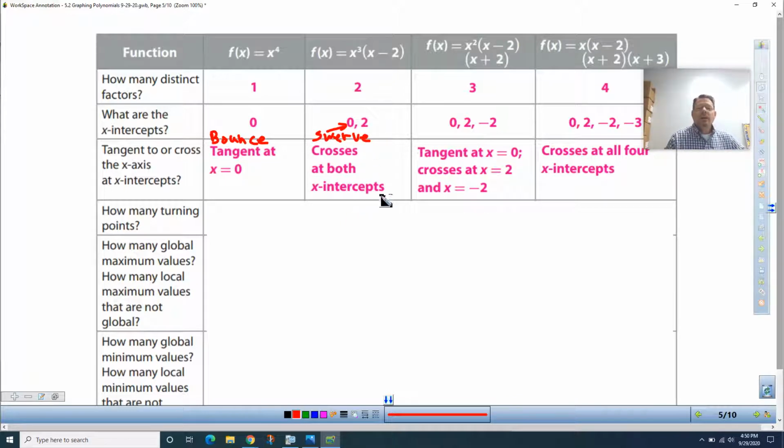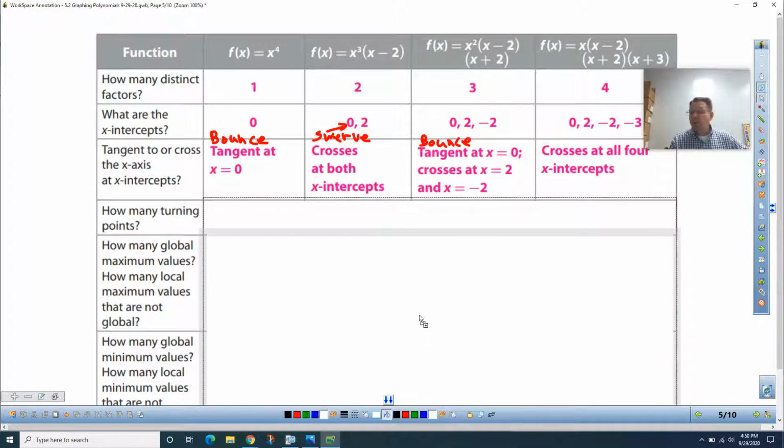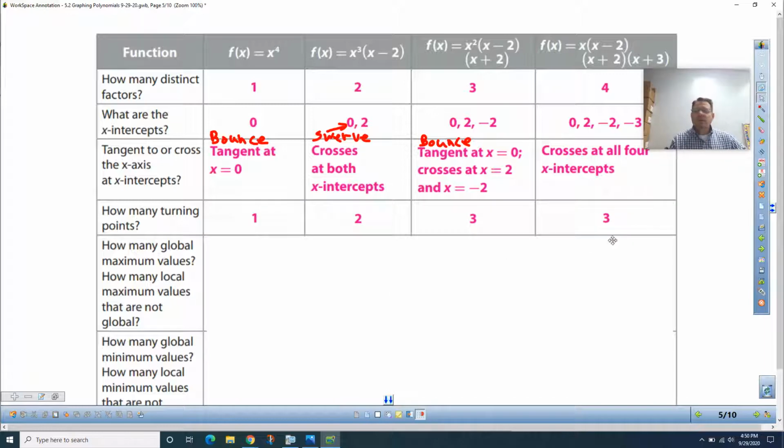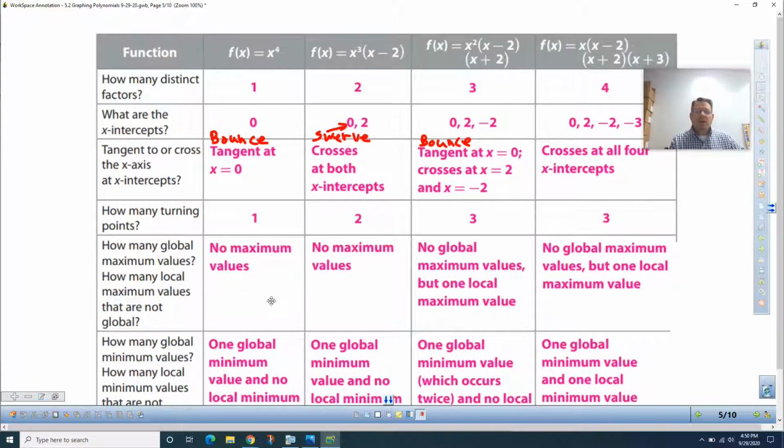Okay. Then this guy here, what's going to happen? It says tangent. Again, that's a bounce. And then crosses at these other two. Since those are x to the first power, it's going to be straight crosses. And all these are going to be just straight up crossing the way. Okay. So how many turning points? Remember, it's always got to be at least one less. And we can look at these graphs and we see that that happens there. And then we talk about global max and mins and such as that.